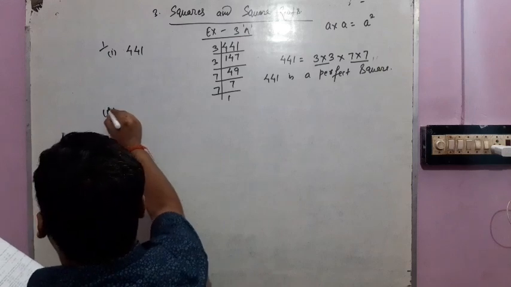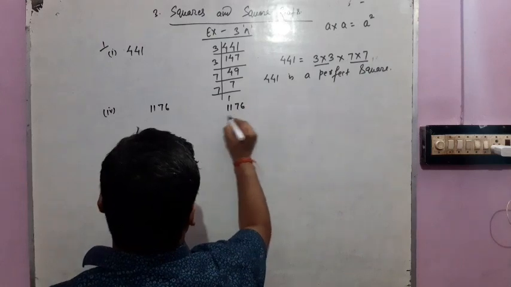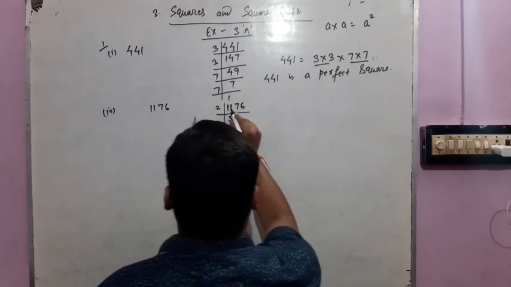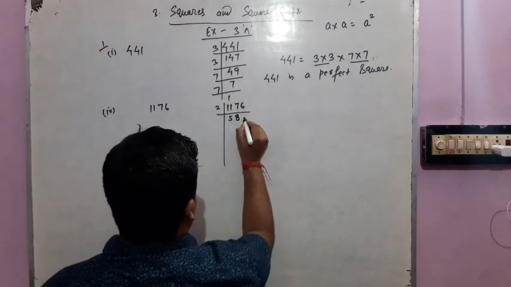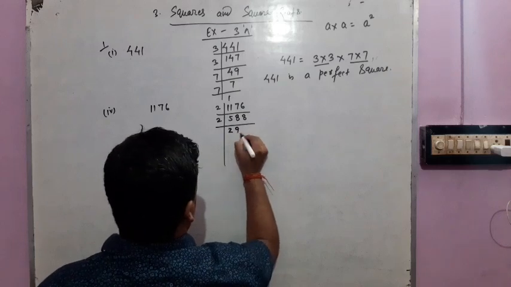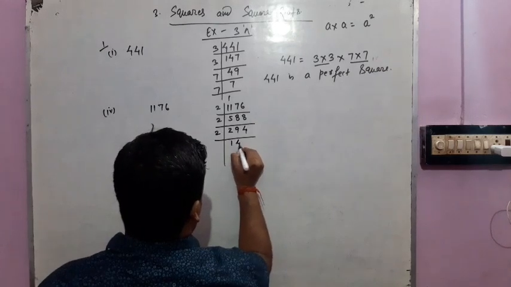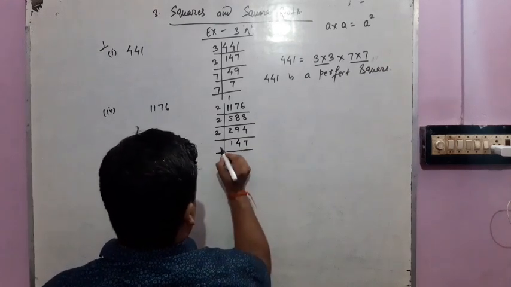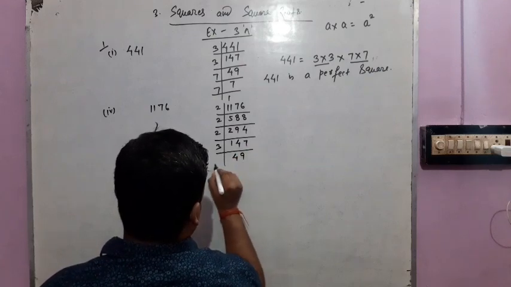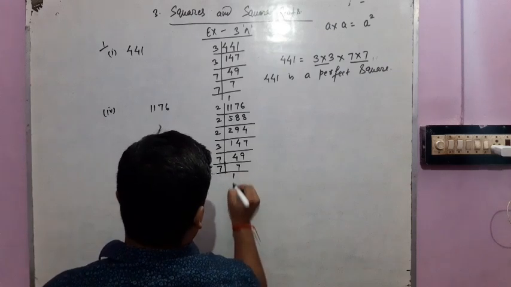1176. Now here we have to prime factorize again with 2. 2 5s are 10. 2 8s are 16. Again 2 8s are 16. Again with 2, 2 2s are 4. 2 9s are 18. 2 4s are 8. Again with 2. 2 1s are 2. 2 4s are 8. 2 7s are 14. Again with 3. 3 4s are 12. And 3 9s are 27. With 7, 7 7s are 49.